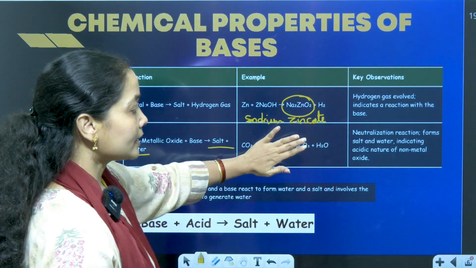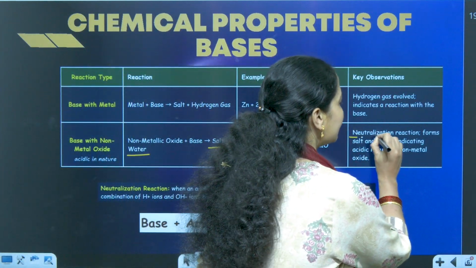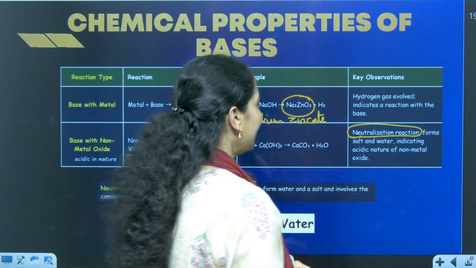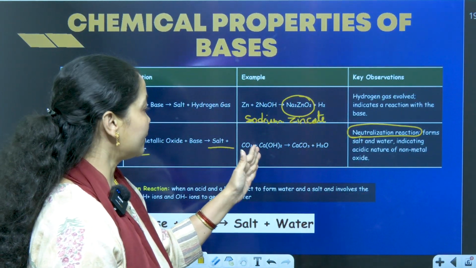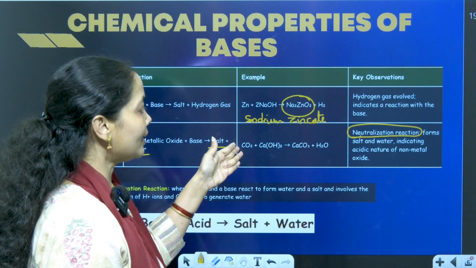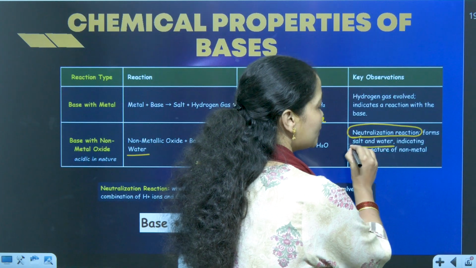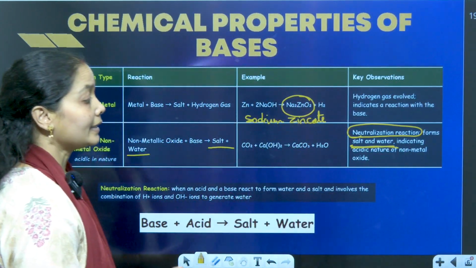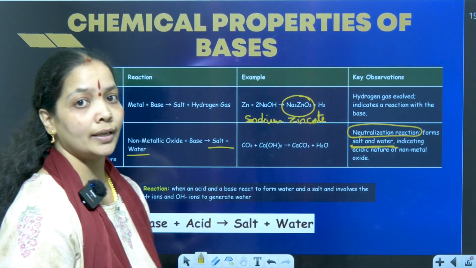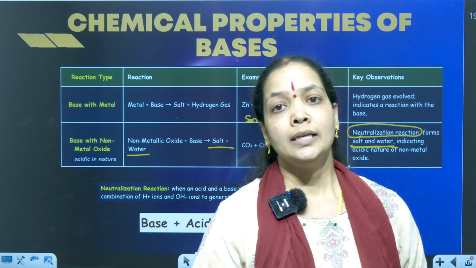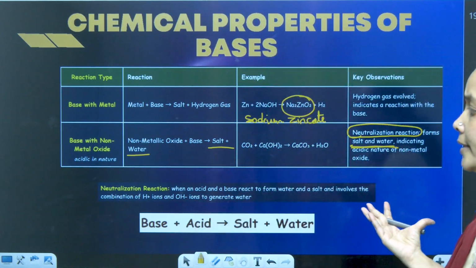This reaction can be called a neutralization reaction because when the base is reacting with the non-metallic oxide, the substances are getting neutralized to form salt and water, indicating that this is a neutralization reaction. So these are important reactions tabulated in the form here.